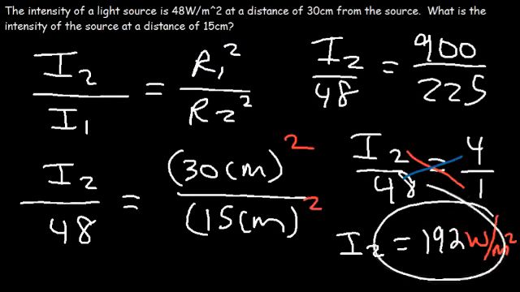So what does this number mean? This means that if you have a rectangle, or rather a square, that is 1 meter by 1 meter, it's going to receive 192 joules of energy every second.